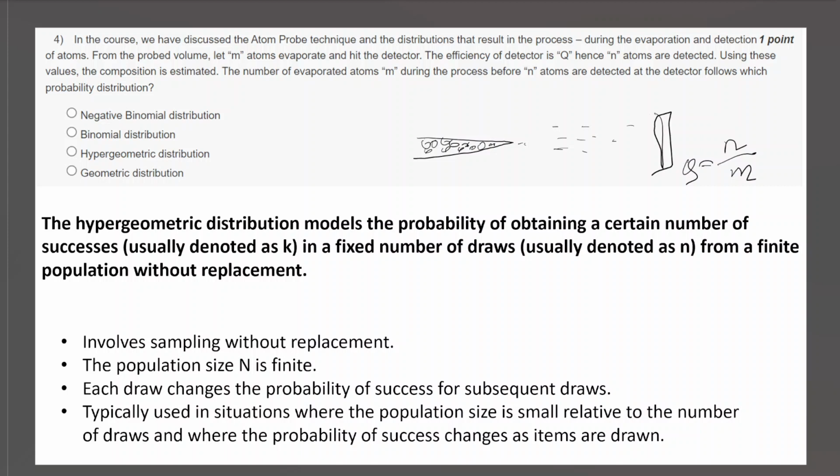So the characteristics are that it involves sampling without replacement. This is a major point. Since the population size is finite, each draw changes the probability of success for subsequent draws. This is very evident from the without replacement. It is typically used in situations where the population size is small relative to the number of draws and where the probability of success changes as items are drawn. Okay, these are the characteristics.